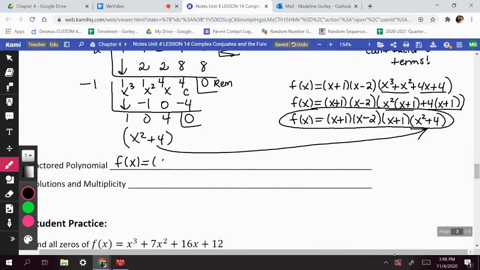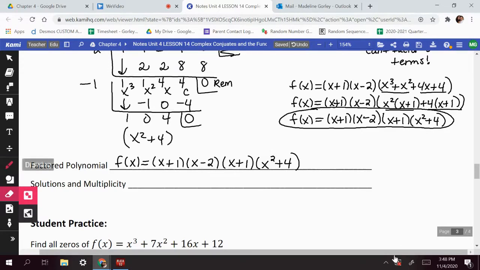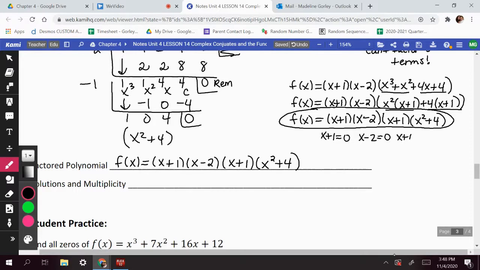We've got x plus 1, x minus 2, x plus 1, x squared plus 4. Alrighty, and if I want to set each factor equal to 0 and solve, let's see what we'd get. We would end up with x equals -1, x equals 2, x equals -1, and then here we'd get x squared equals -4, which when I square root both sides, we'd get plus or minus what? Well, the square root of 4 is 2, and then because it's a negative under the root, we'd get 2i.